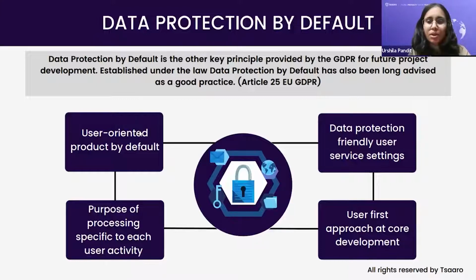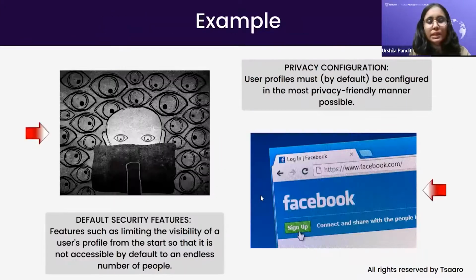So privacy by default means that it's a user first approach at the core of development. And this should be done whenever you determine the purpose of processing, which is specific to each user activity. That's just a brief of both of the concepts of data protection by design and by default, which is dealt with under Article 25. So moving on to an example of data protection by default.